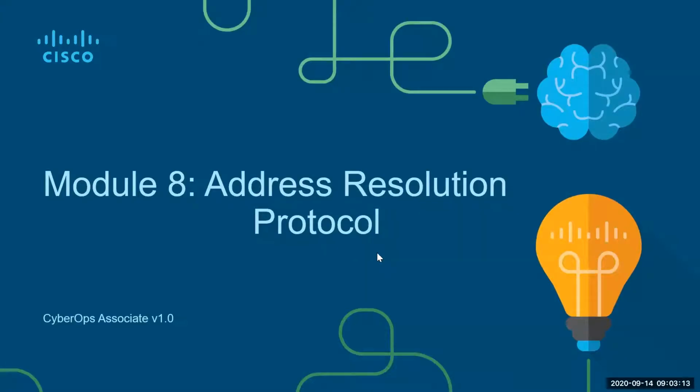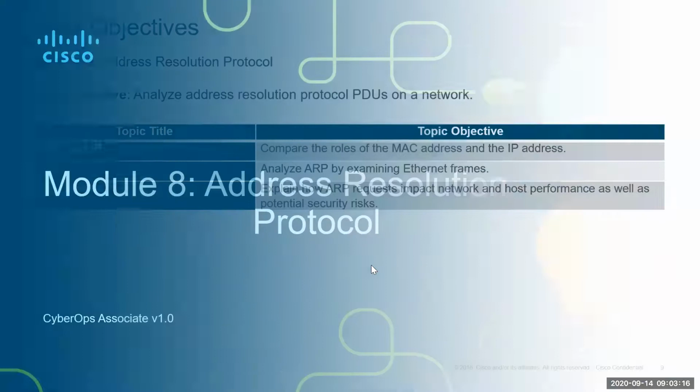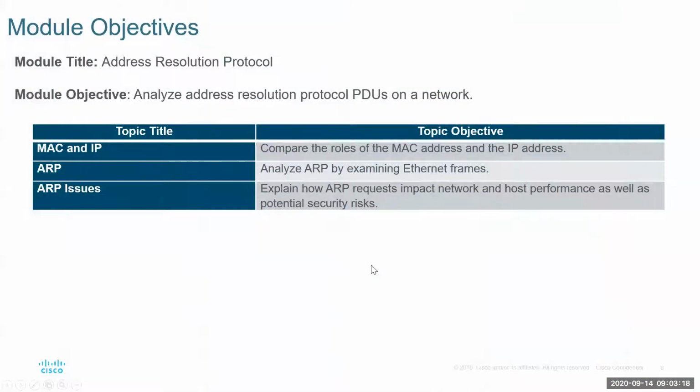Alright, so talking about address resolution protocol, we talked about it a little bit in an overview sense last week. But the idea behind your address resolution protocol, for those of you that haven't worked with it in a while, is to compare the MAC addresses, your physical MAC addresses with the NIC cards, to the IP address, and being able to see those ARP frames and examine Ethernet headers, and then be able to explain their impact on host performance, as well as some potential security risks.